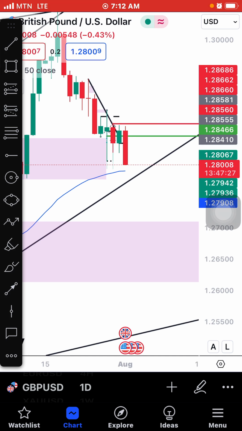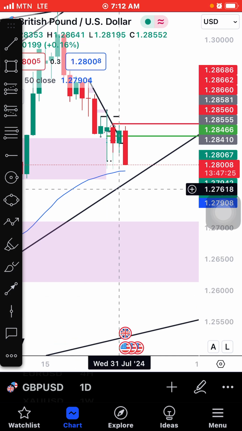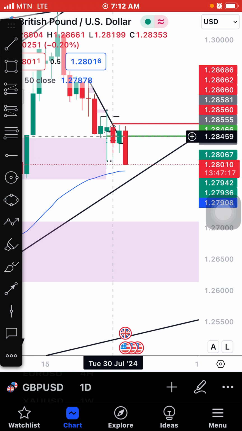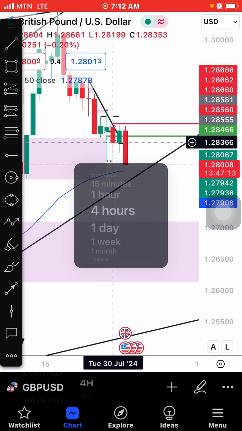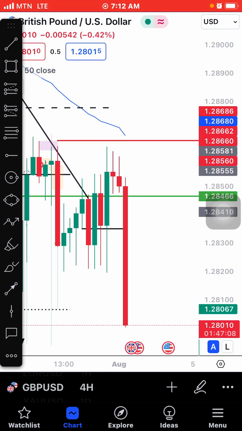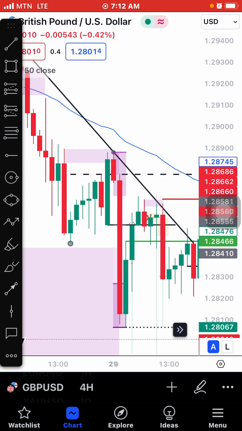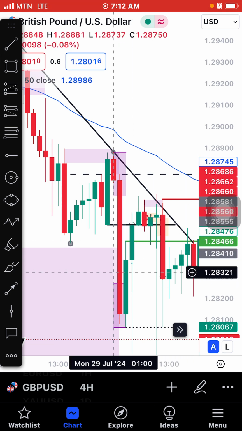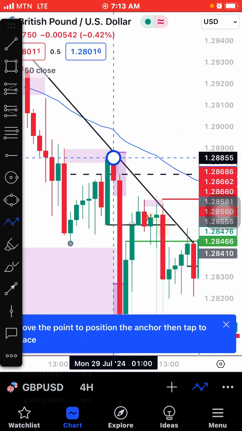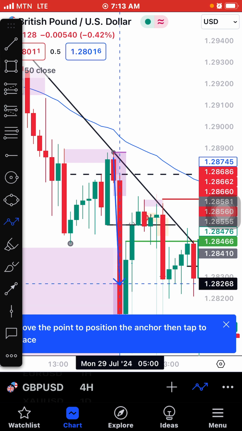This red candle right here was on Tuesday. So let's go down to the 4-hour time frame to examine further. On the 4-hour time frame, we had all this price action being that of Monday. So this price action was Monday's price action.